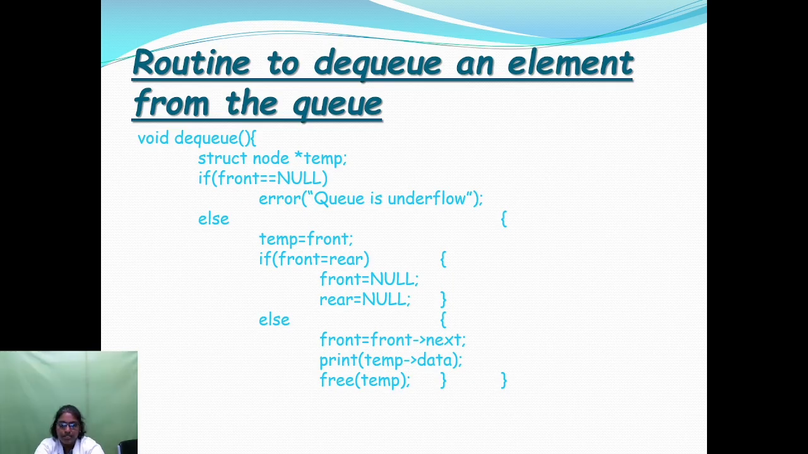We are actually creating a structure named temp. First we will check if front is equal to null. If so, we will show an error that the queue is underflow. Or else we will put temp equal to front. Here we will check whether front and rear are equal. Then we will set front equal to null and rear equal to null. Or else we do the DQ operation: front of next will go to front, we print the data and free temp. So actually we are changing the list value. Front of next going to front means the pointer is going to change, and we are going to display the data. So we are actually simulating what is happening in a queue operation.